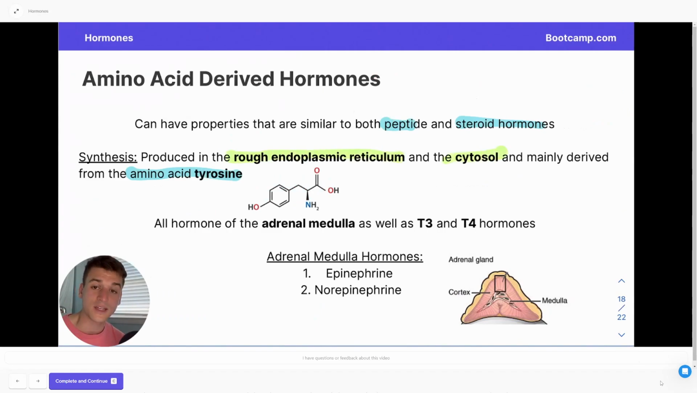of cells. And just like the way that the steroid has exclusive rights to the gonads and the adrenal cortex, all of the hormones that are made in the adrenal medulla, the other portion of the adrenal gland, are amino acid derived, as well as T3 and T4 hormones. And those hormones that are created in the adrenal medulla, something that we'll discuss in a little bit more depth as we move on in this series, are epinephrine and norepinephrine, your fight or flight hormones.